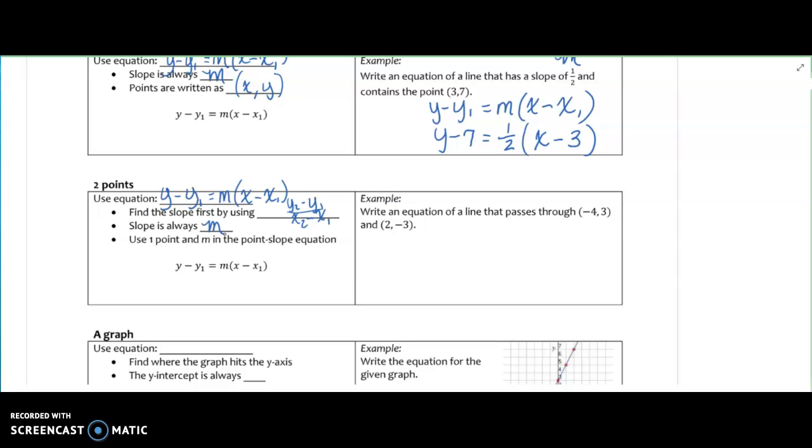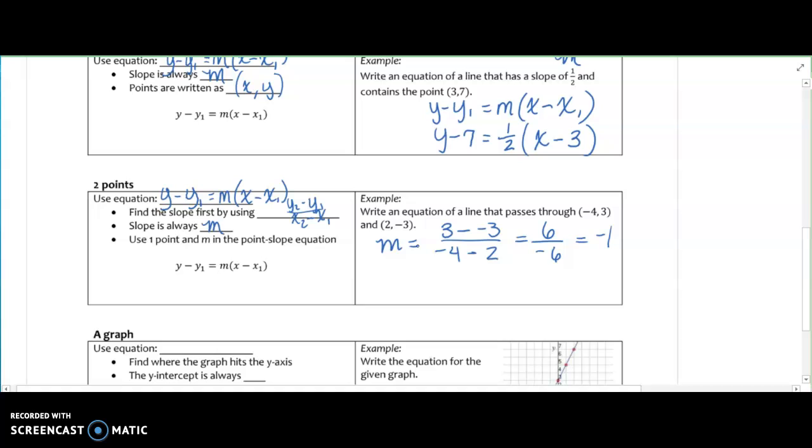So write an equation of a line that passes through the points -4, 3, and 2, -3. So we can just take our y's, so 3 minus -3 over -4 minus 2. So 3 minus -3, minus a negative means a positive, so 3 plus 3 is 6. -4 minus 2 is -6, so 6 divided by -6 is -1. So my slope is -1.